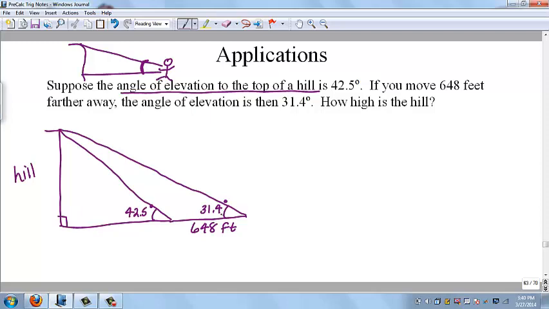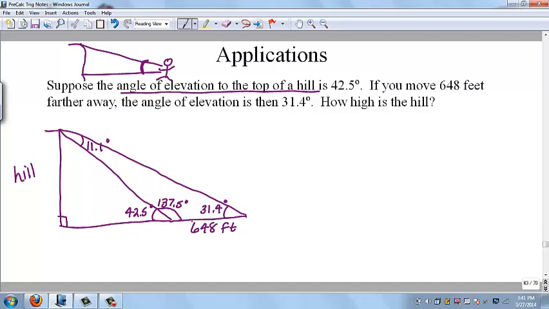So I know this is 31.4 degrees. I can actually figure out what this is right here because these two add up to 180. And I know right here, this is going to be 137.5 degrees because these two angles are next to each other and they form a line, so it's 180. So that makes this angle up here 11.1 degrees. So I found all the angles there.